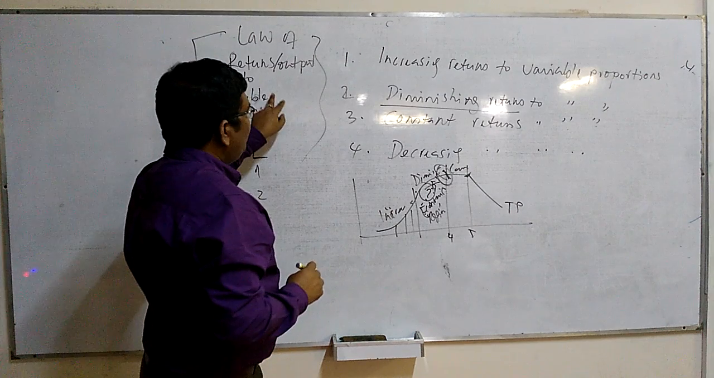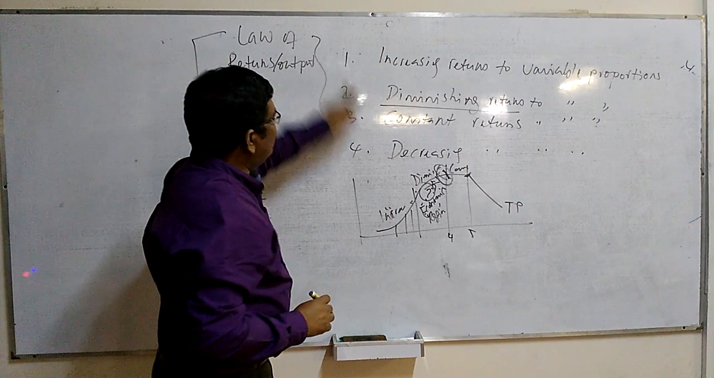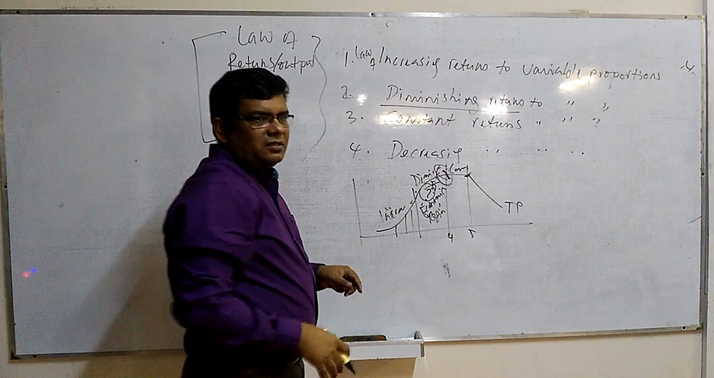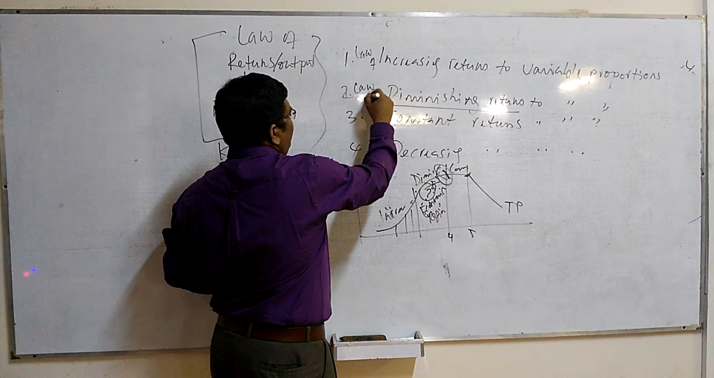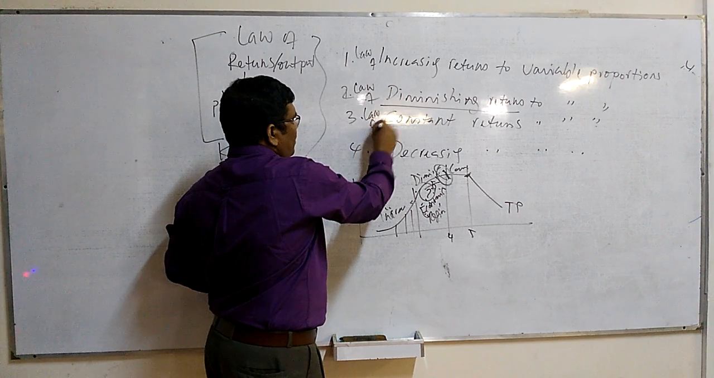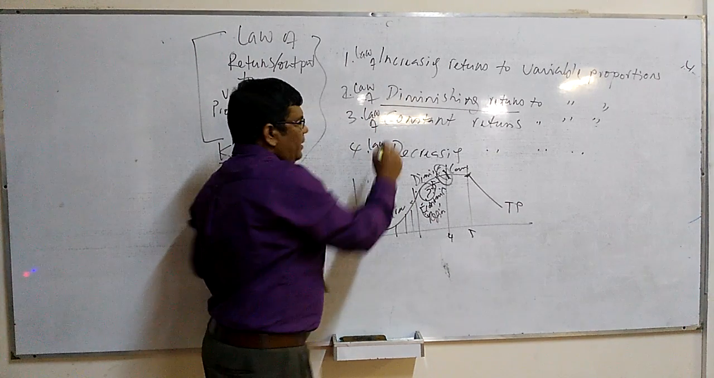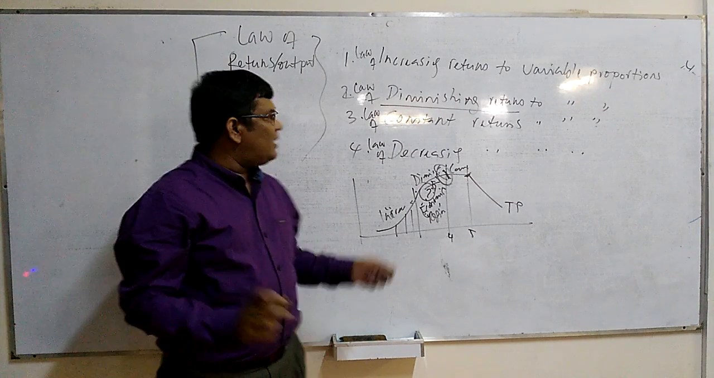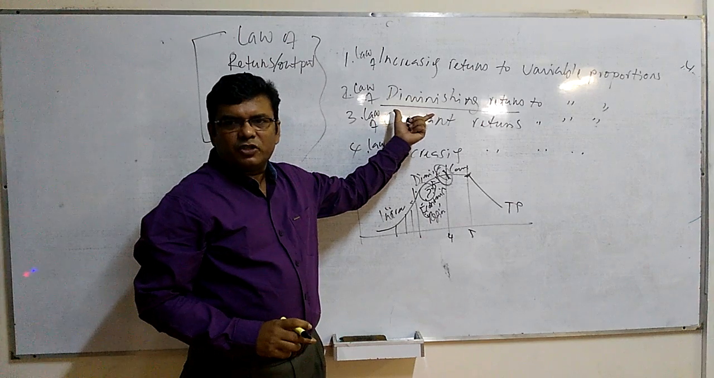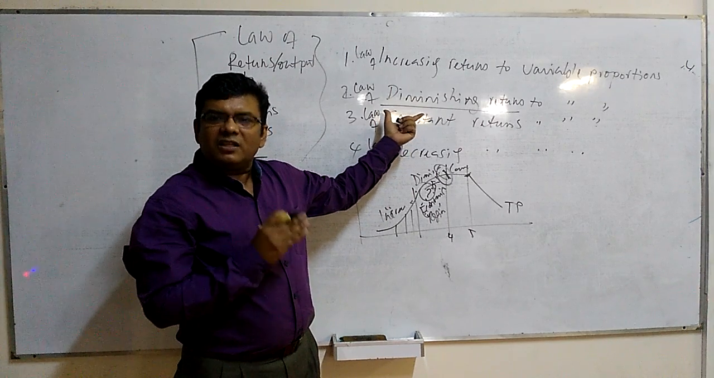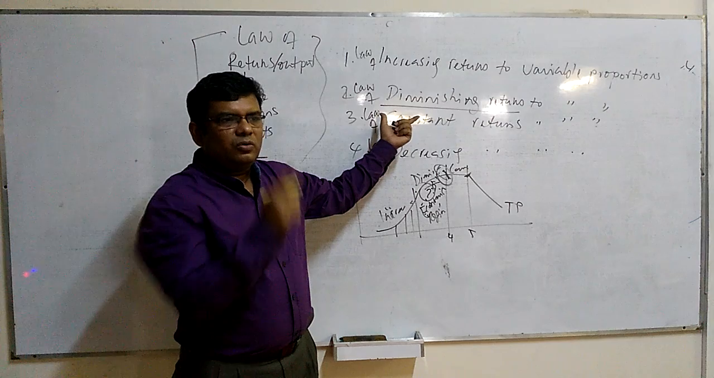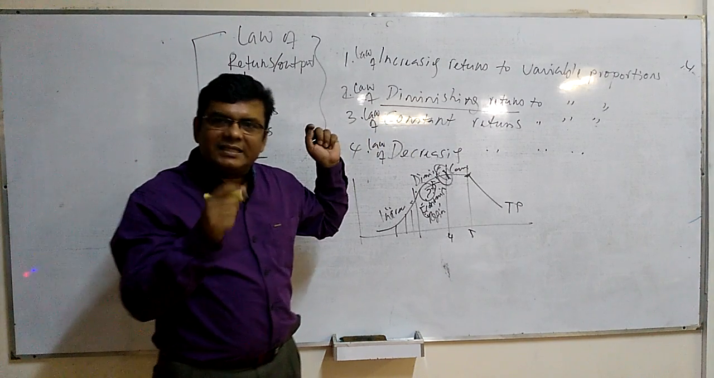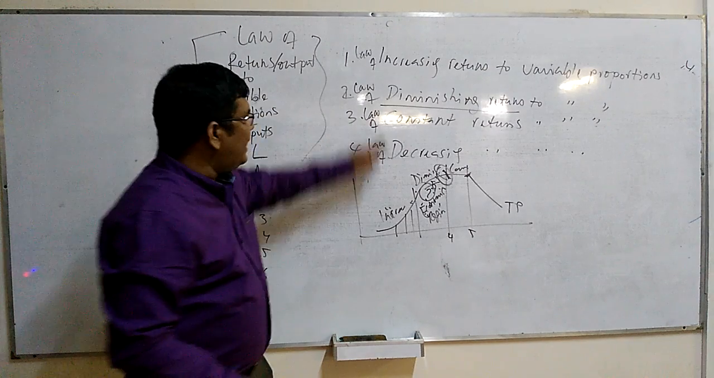So that is the summary. Now, this is a law. We can divide this law into three or four parts. This can be a law of increasing returns, law of diminishing returns, law of constant returns, law of decreasing returns. You can divide this law into different parts. So if you are asked to explain the law of diminishing returns to variable proportion, what will you say? Keeping all other factors fixed, if we continue to increase only one input, what happens to output? The output is increased at a diminishing rate. So don't tell any other portion.